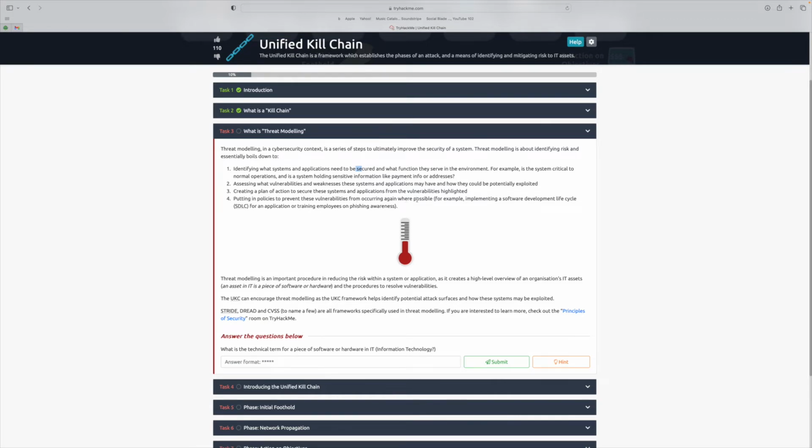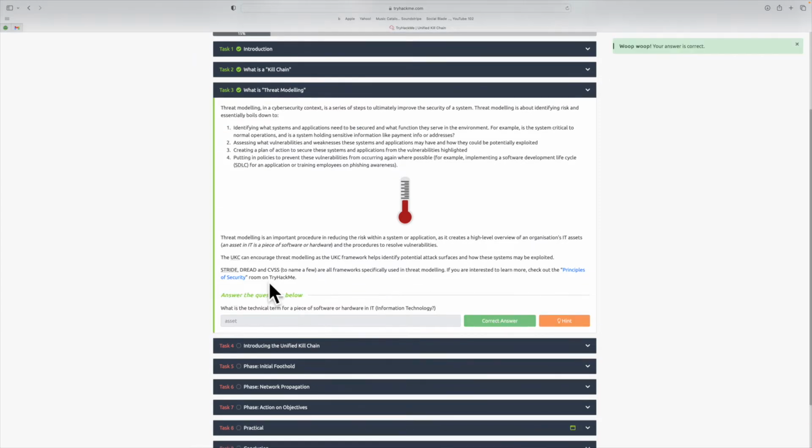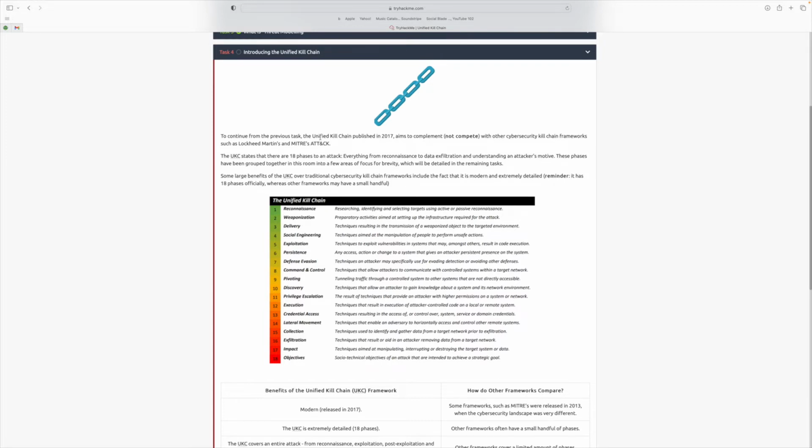What is the technical term for a piece of software or hardware in IT, information technology? That should be asset. Now we're going to go to task 4. In task 4, we're going to be introduced to the Unified Kill Chain. To continue from the previous task, the Unified Kill Chain, published in 2017, aims to complement, not compete with, other cybersecurity kill chain frameworks, such as Lockheed Martin and MITRE ATT&CK.